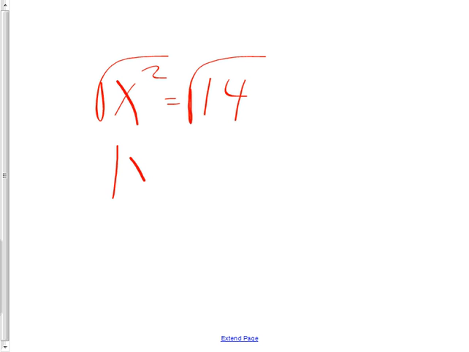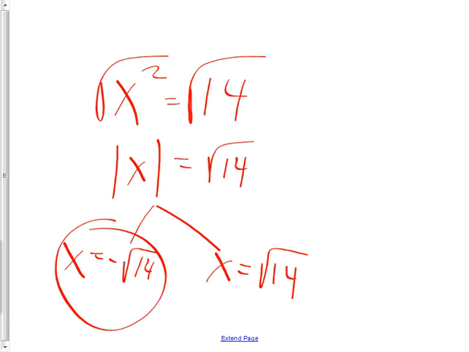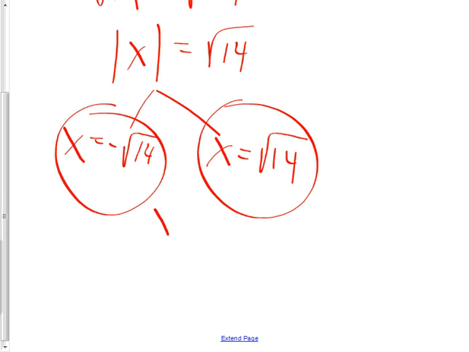So on a simple problem like we had in the first place, x squared is equal to 14, you take the square root of both sides, and now you have the absolute value of x is equal to the square root of 14. And now I should split it into two answers: x equals negative square root of 14, and x equals the regular square root of 14. Doesn't matter which order you have the two in, but you need both answers. Yes, you could write that as x equals plus and minus the square root of 14. Just don't forget that part especially.